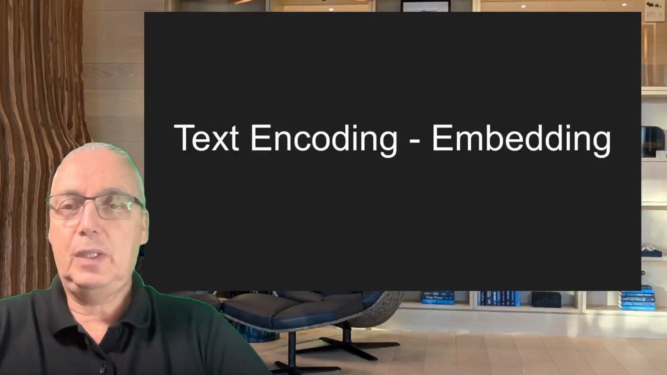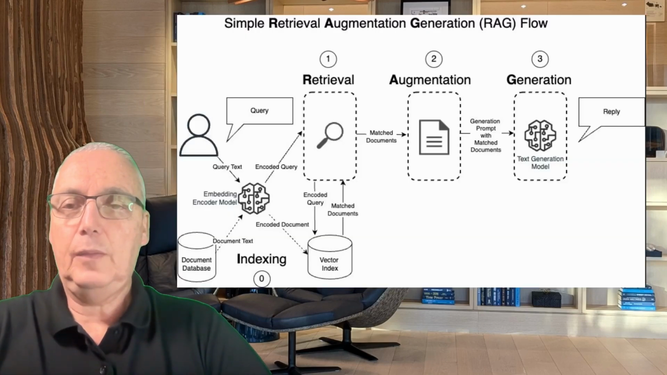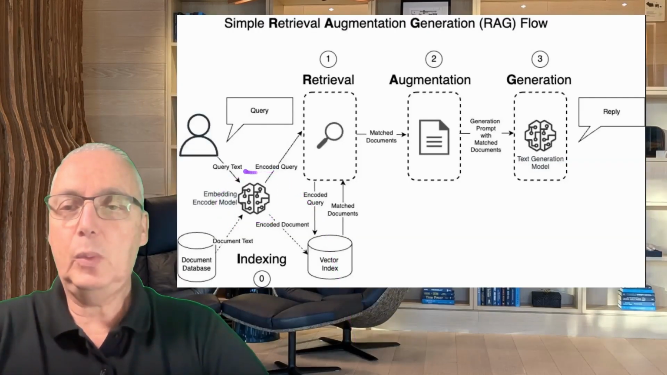A core concept in large language models and RAG systems is the way that we encode our input. If our input is text, we use text encoding. We call it embedding. If you see this diagram, we are using the embedding in this stage where we encode all the documents that we want to retrieve, and then we encode the query of the users, and then we try to find the match between the queries and the documents so we can retrieve the right documents and generate the right replies.